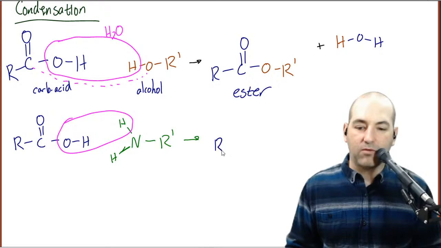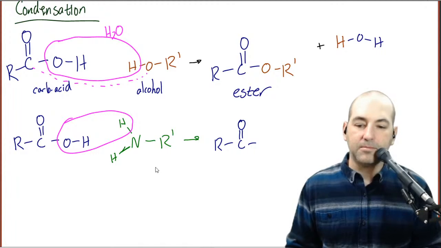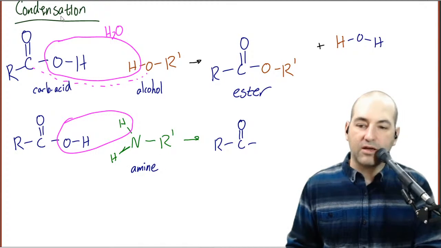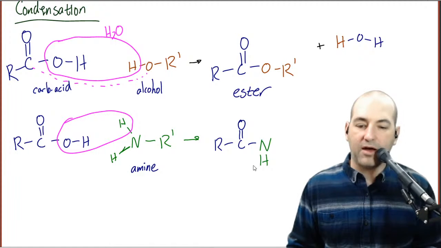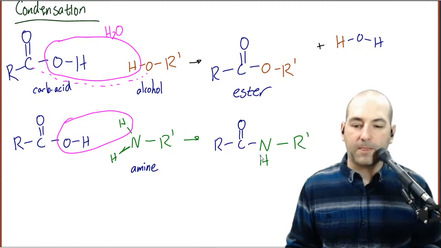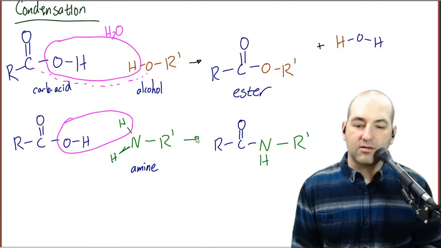So our product from that will be the R and the carbonyl from the carboxylic acid. And then from the amine, we're now connected to the nitrogen. And that still has its one hydrogen here. That hasn't changed. We can draw it with a bond or we can just condense it onto the N. And then coming off from there is the other R group. All right. So that's that.